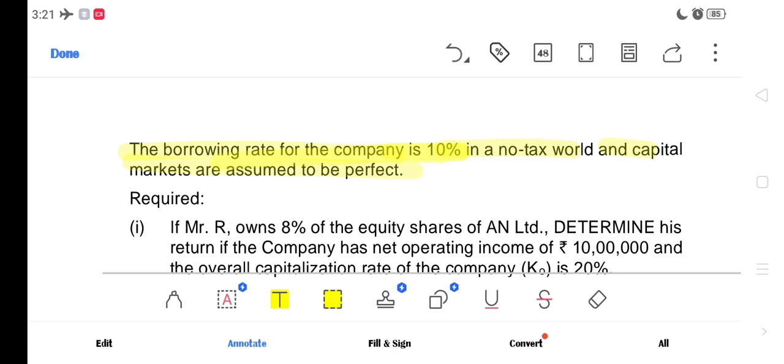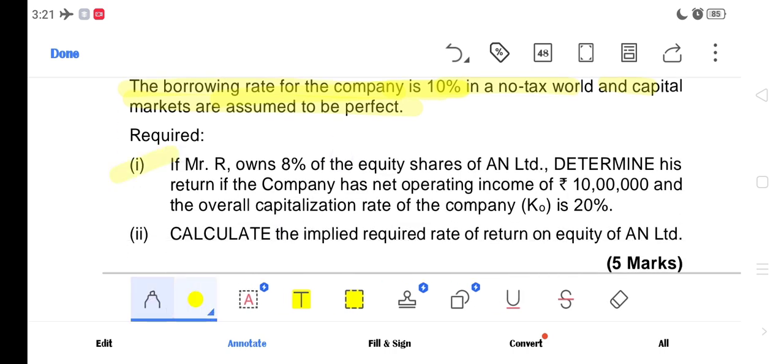Now what is required, guys? First bit we'll see: Mr. R owns 8% of the company's equity shares. Okay, in the company he has an 8% share. So determine his return if the company has net operating income. What is net operating income, guys? They have given net operating income as 10 lakhs. What is net operating income? It is nothing but EBIT, earnings before interest and tax. Here there is no tax.